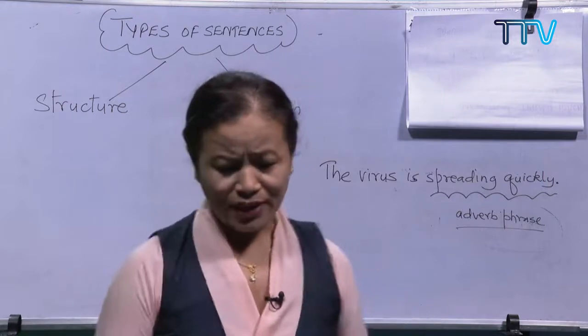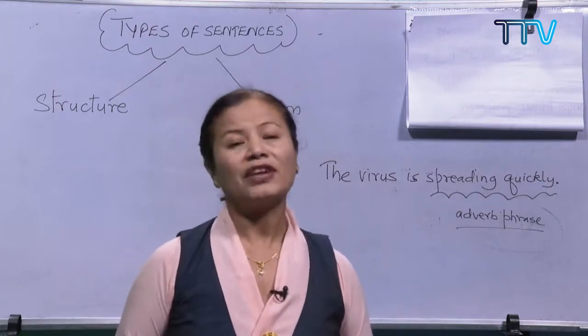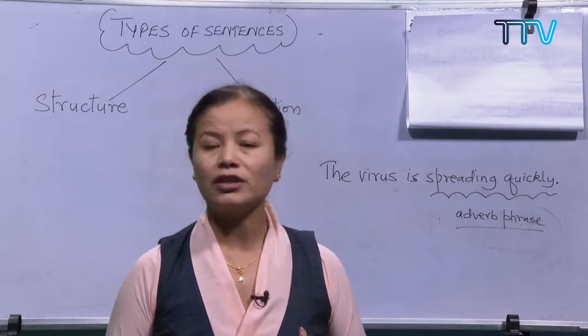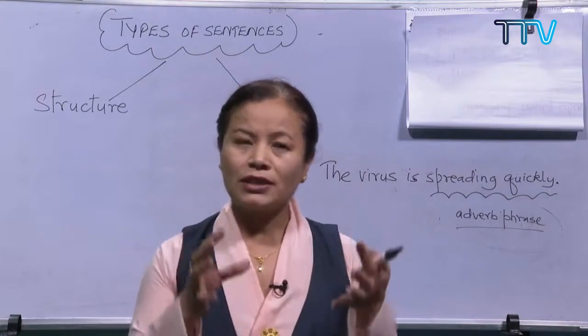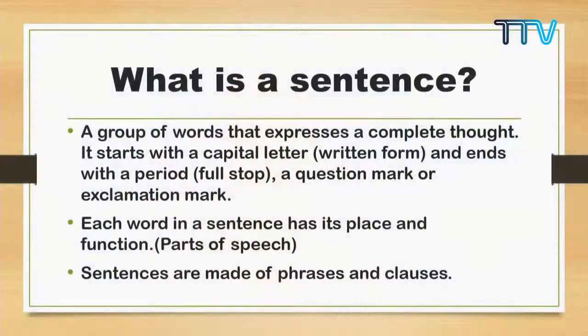So sentences are made of phrases and clauses. You have learned about the different phrases. Phrases are like a group of words, okay, that are related, and they function as a unit, but they cannot stand alone as a sentence. They only help in the formation of the sentence. Okay.